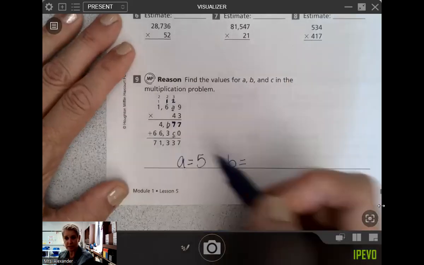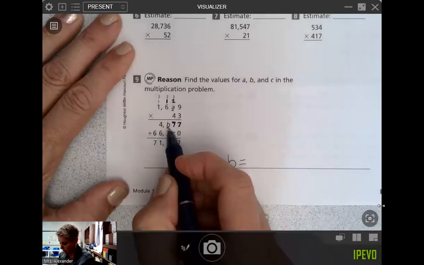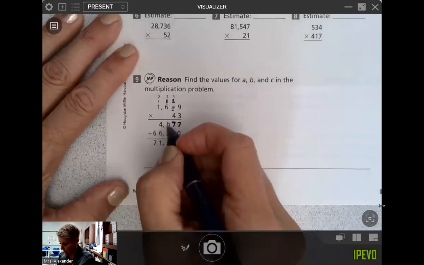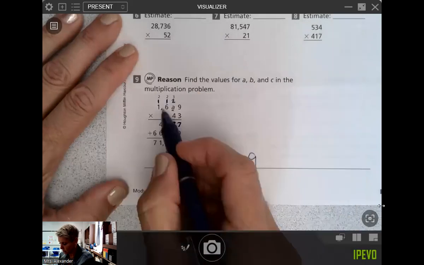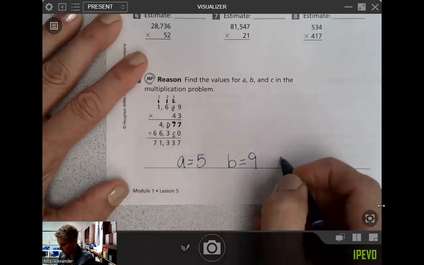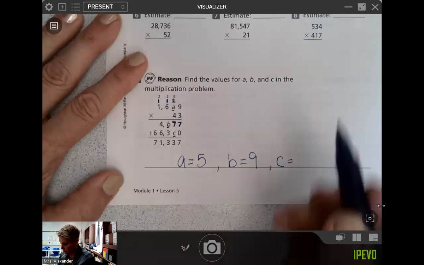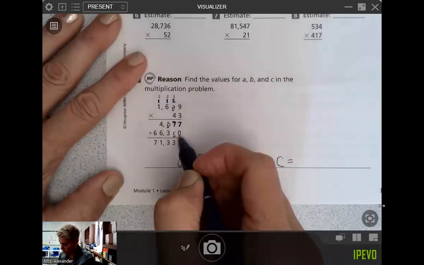3 times 6 is 18, plus that 1 we regrouped would be 19. So B would be the 9, and here's the 1 that's regrouped. 3 times 1 is 3, plus 1 is 4. All right, so far, I think we're good. I'm going to go back and check this when I finish. So I'm finished here with the ones place. I have a 0 holder.